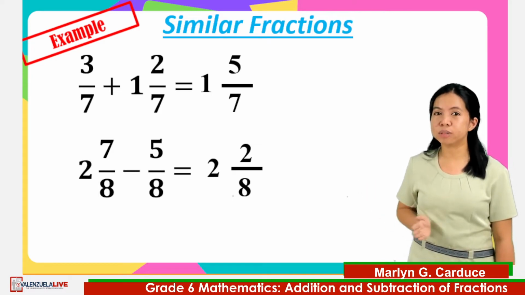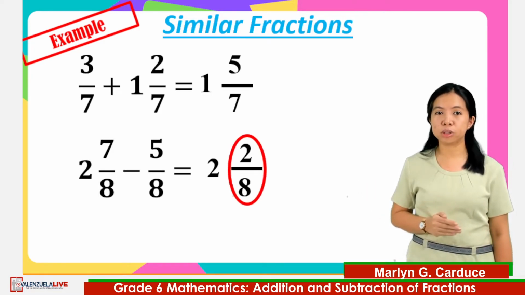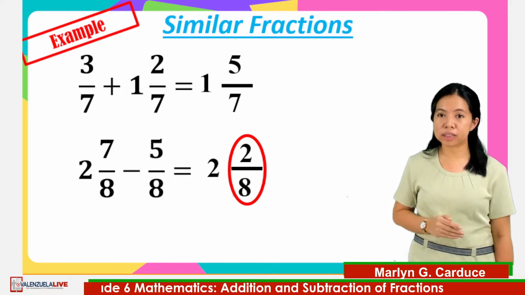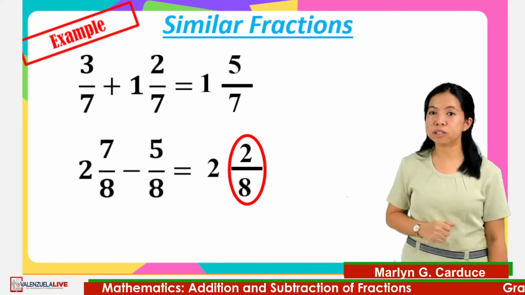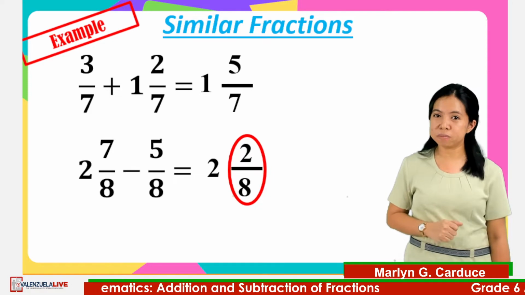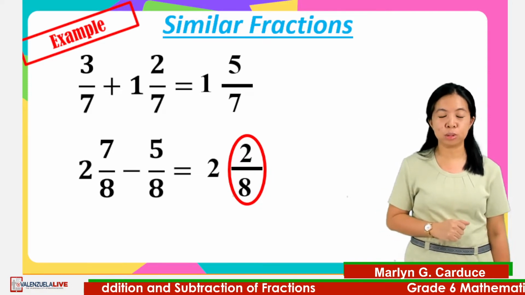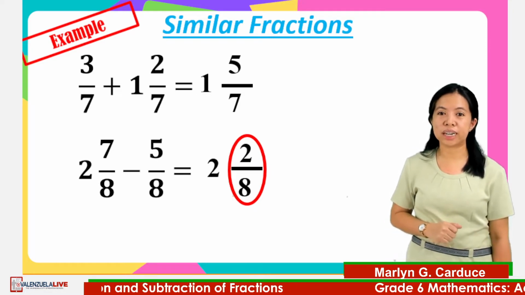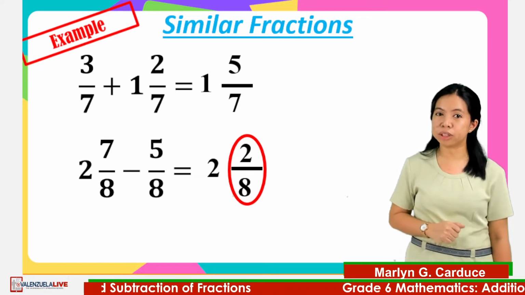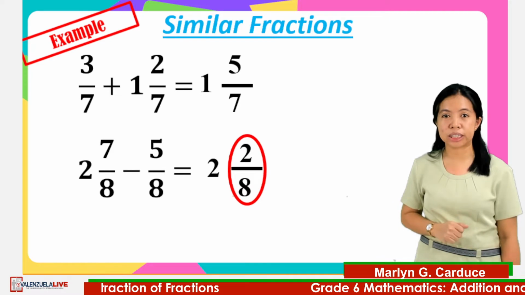But try to observe, class. The fraction part here, 2/8, is not in simplest form. And that would be our last step: reduce the fraction into lowest terms by dividing the numerator and the denominator by their common factor, which is 2.